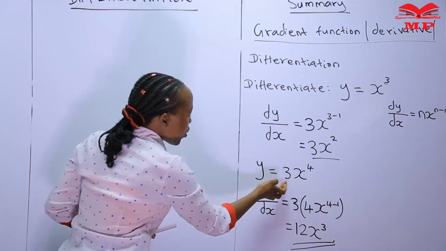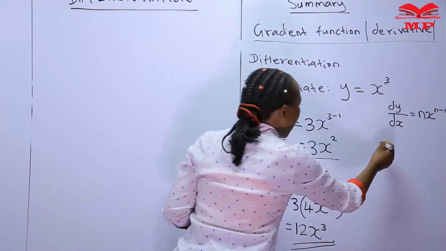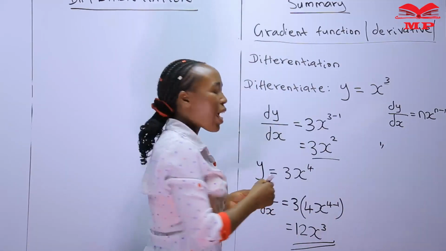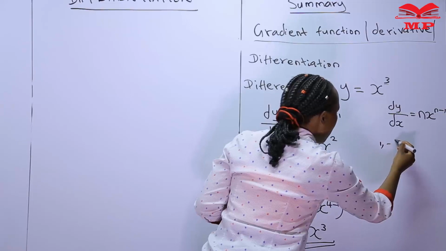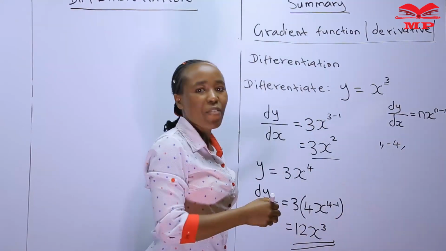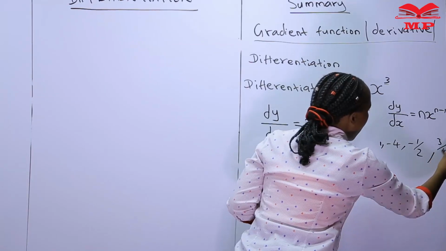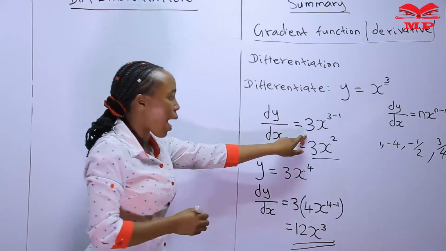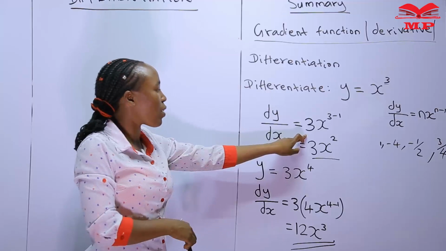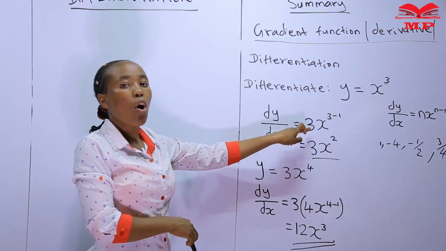So this coefficient can be 1, it can even be a negative number, negative 4, it can even be a fraction, maybe negative a half, 3 over 4. It can be any number, negative, positive, a fraction or a whole number.